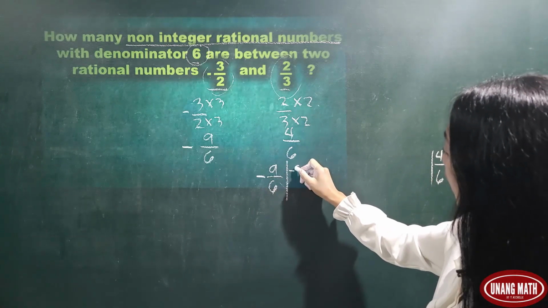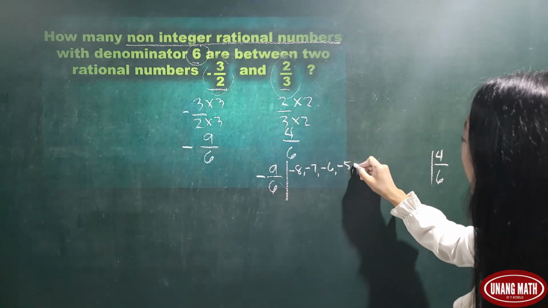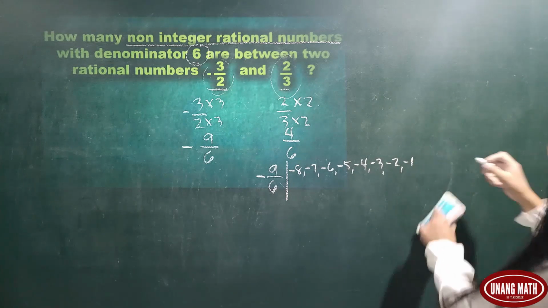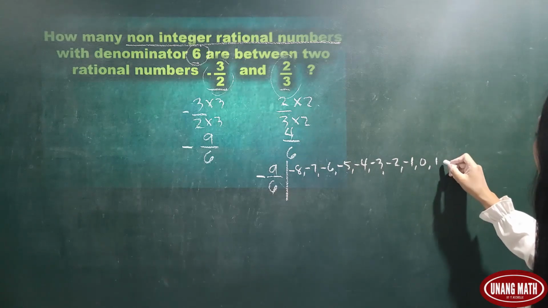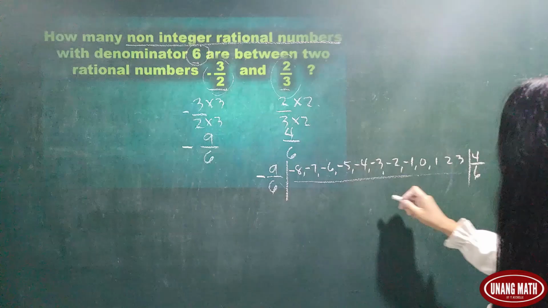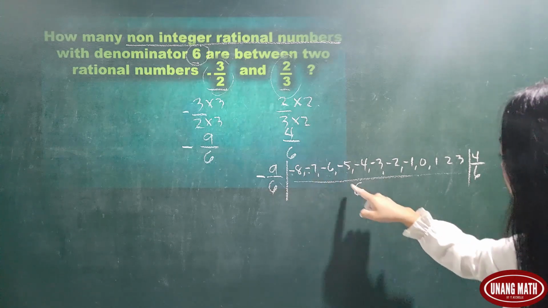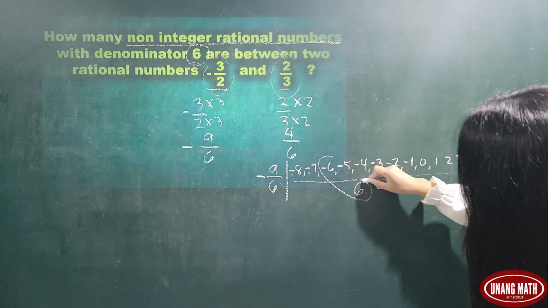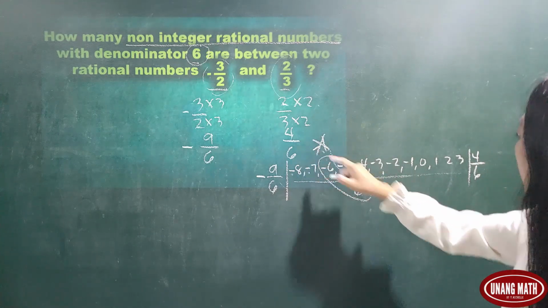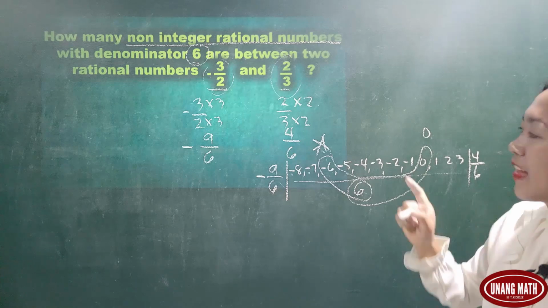Negative 8, negative 7, negative 6, negative 5, negative 4, negative 3, negative 2, negative 1. Let's move this. 0, 1, 2, 3, and 4 over 6. Denominators are the same, 6. Negative 8 over 6, negative 7 over 6, and so on. But negative 6 over 6 is negative 1. This is an integer, so we will not include this one. 0 over 6 is 0. 0 is also an integer.